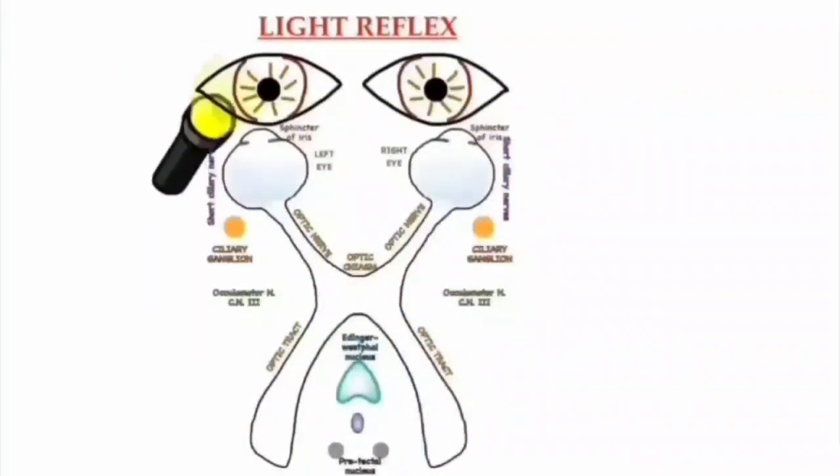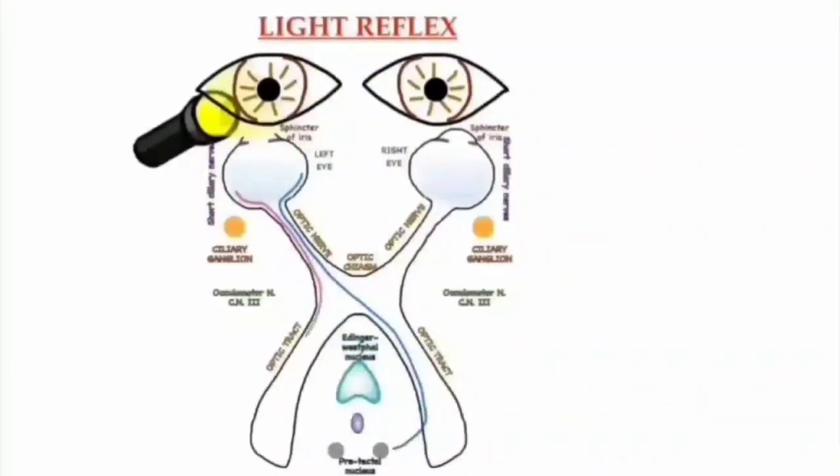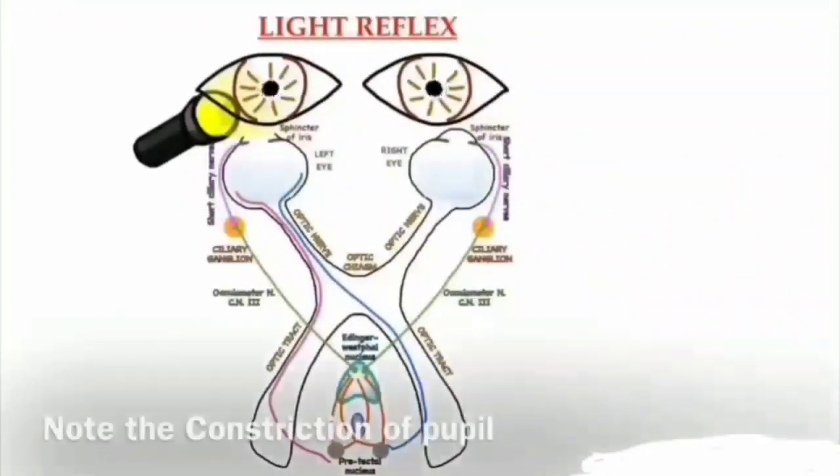Here the light is being shown to the left eye, and the afferent fibers carry the impulses from the retina to the optic nerve through the optic chiasm and the optic tract. These form the afferent fibers and they reach the pretectal nucleus, and from there the internuncial fibers arise and end in the Edinger-Westphal nucleus, and then the preganglionic fibers arise and they end in the ciliary ganglion. Then the postganglionic fibers arise and end in the sphincter of iris, resulting in the constriction of the pupil.